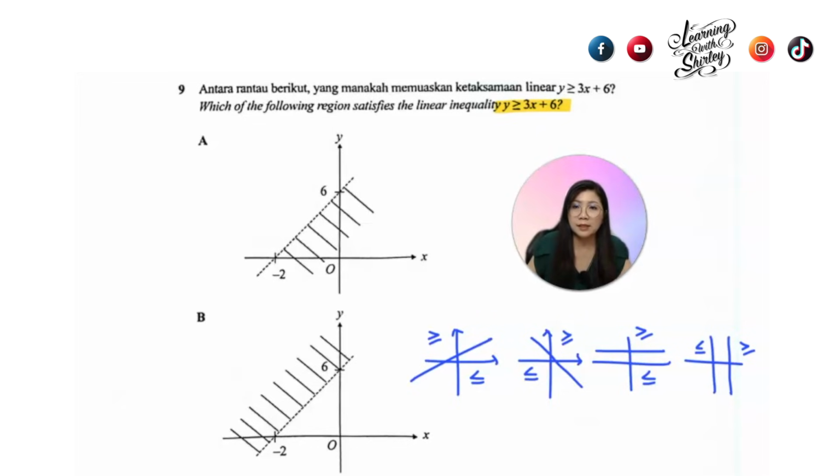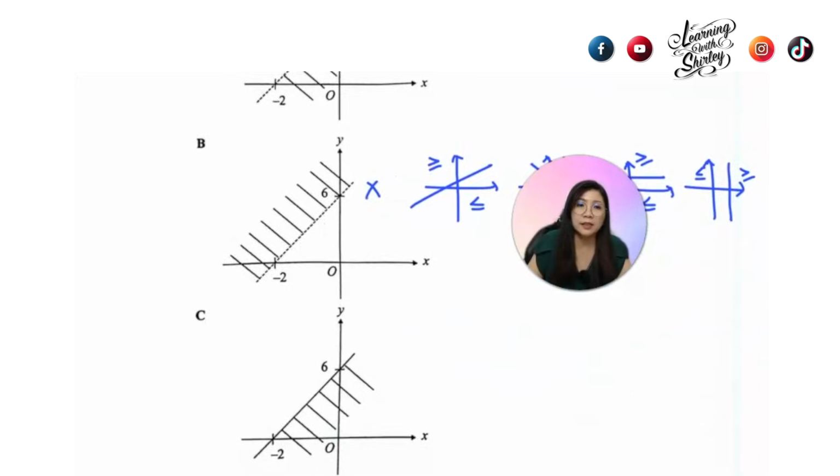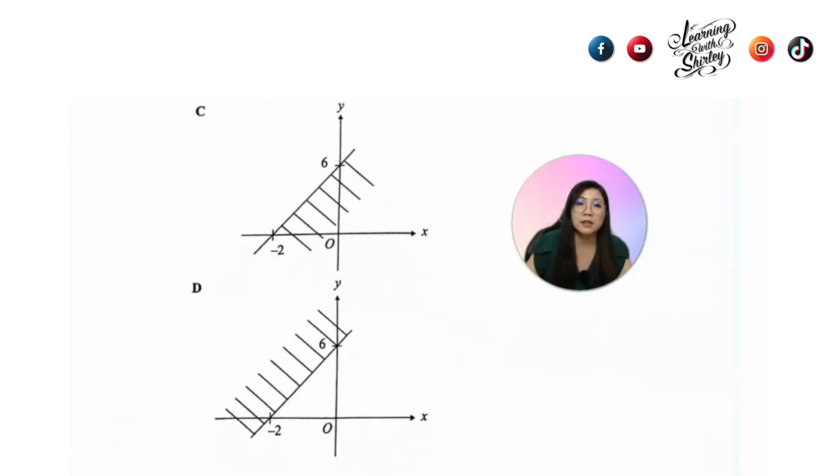So these are the axes. Just remember this, then you can solve the question very fast. Okay, so let's look at the question. This is more than or equal to, which means that it must be a solid line, it cannot be a dotted line. So A is wrong because it's a dotted line, and B is also wrong because it's a dotted line. Okay, let's look at C. C is a solid line and D is a solid line.